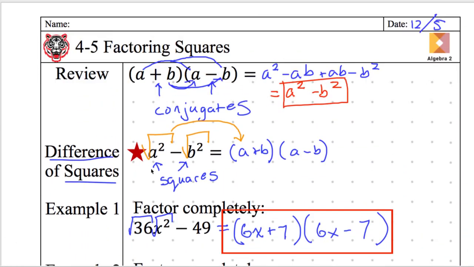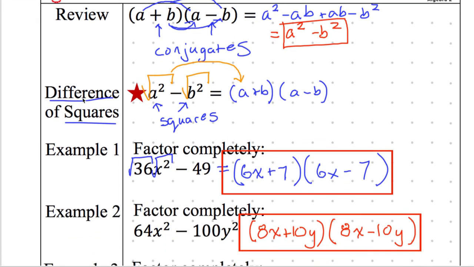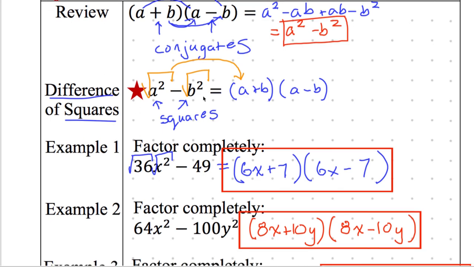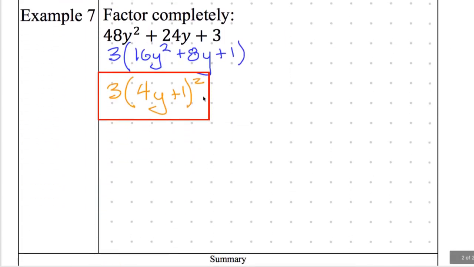And there's one key thing that I never talked about today, which is a sum of squares. If you ever see the form a squared plus b squared, that's impossible to do until next year. Next year, we'll learn how to do that. All right, that concludes today's notes.